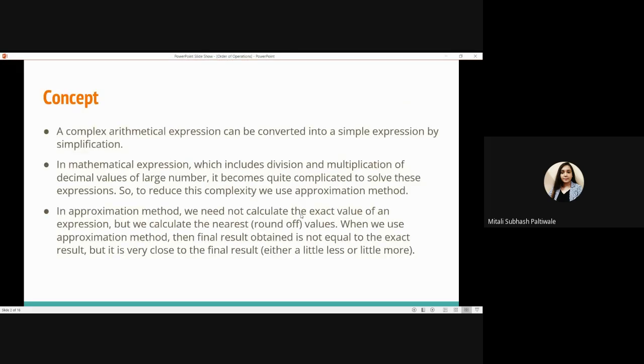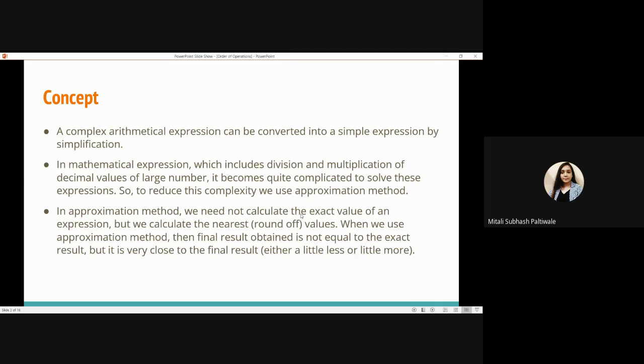The very first thing with simplification is that many times there will be a complex arithmetical or mathematical expression which you have to simplify, and that's the only thing we should always do. Many times simplification alone is not enough, but you have to come to a logical conclusion, or you can say an approximation.